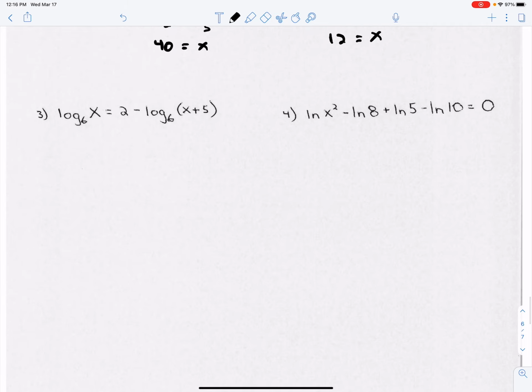Okay, let's take a look at this one. This is some logs and some non-logs. So I'm going to move the logs all on one side.